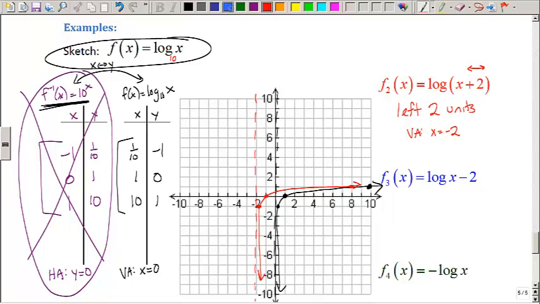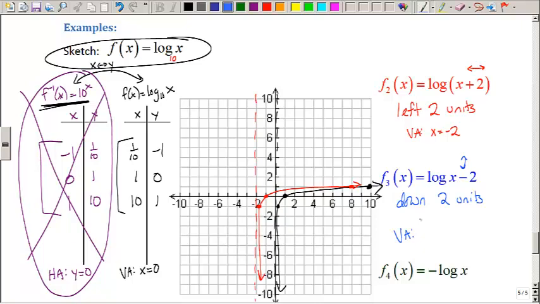On the next function, I have log of x minus 2. Notice the minus 2 is not combined with the x in parentheses, so I'm actually subtracting 2 from the whole function, not just the argument x, which means I have a vertical shift. And a minus 2 means I'm going down 2 units.